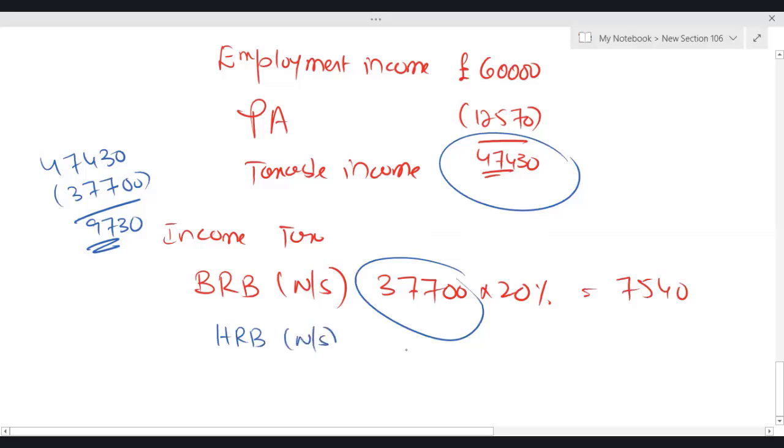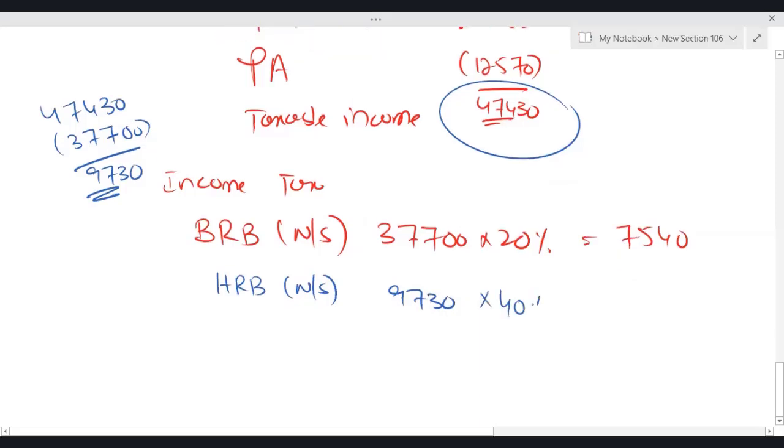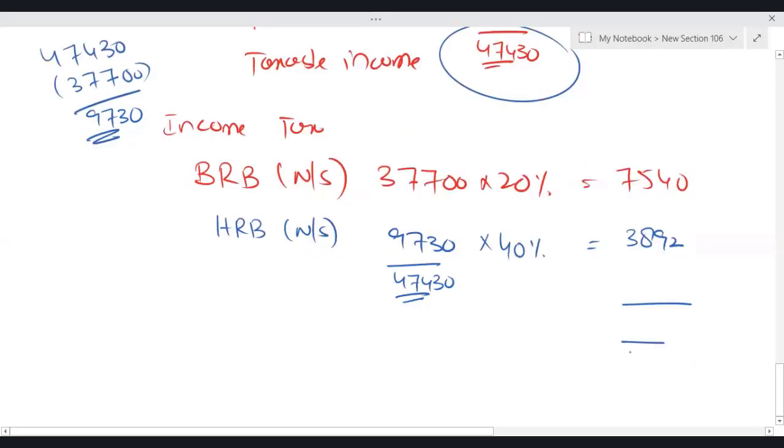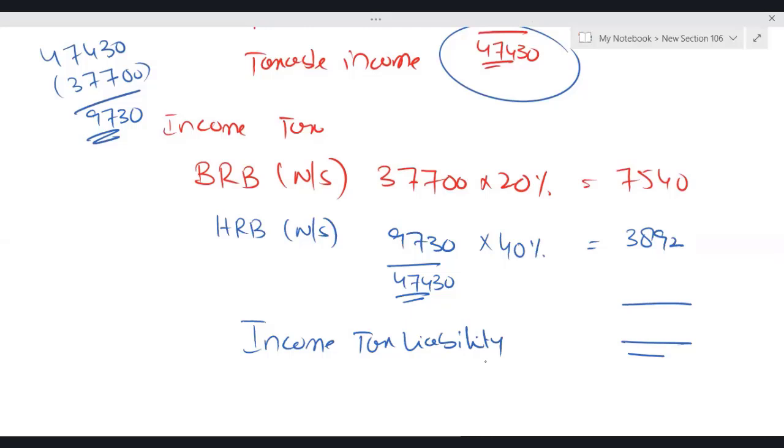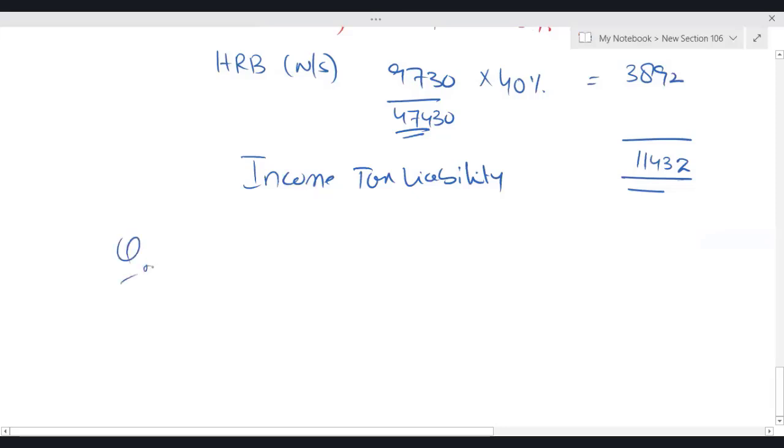Obviously, non-saving income, 9,730. Applicable tax rate is 40%. So 9,730 into 40%, I'm getting 3,892. If I add 37,700 plus 9,730, I'll get 47,430. And here comes your income tax liability: 7,540 plus 3,892. Income tax liability is 11,432. Okay, now let's see one more example.